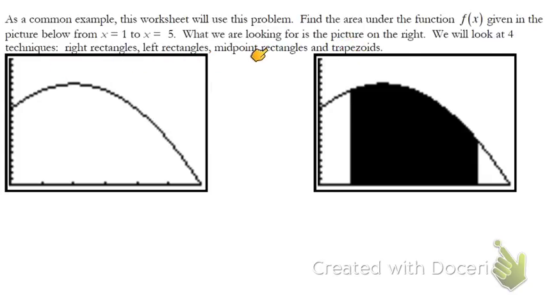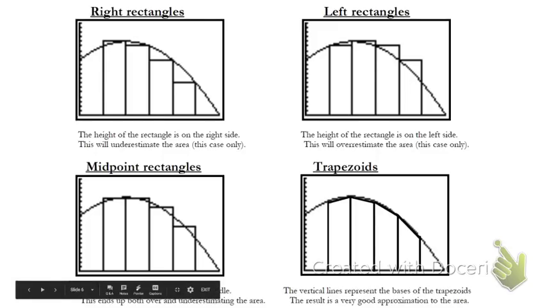The most accurate ones are typically midpoint and trapezoids. I think trapezoids are typically the most accurate, and then midpoint's not far behind. Left and right rectangles are not very accurate, but they do help us with finding a very maximum and a very minimum. So here's a picture of all of them.